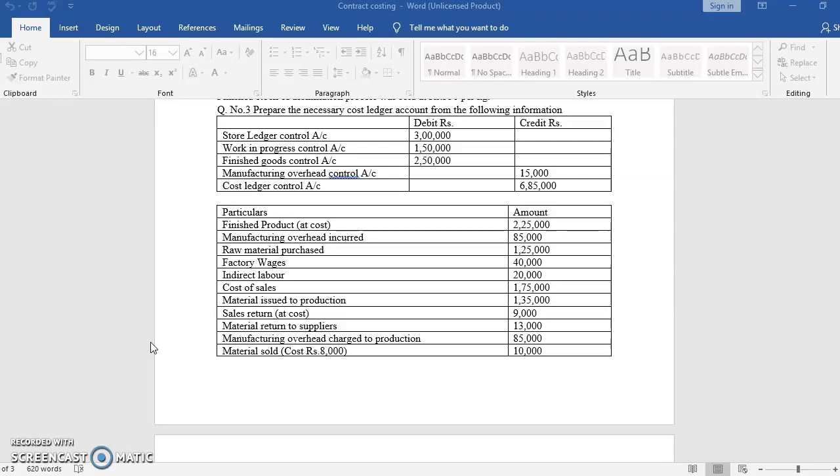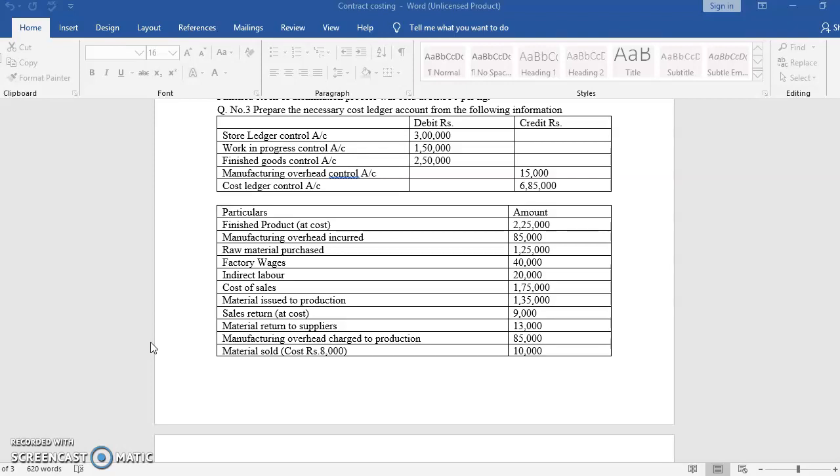On the basis of this information, first of all we have to decide how many ledgers we have to prepare and which they are. First you see there is an opening balance given of store ledger control account, work in progress control account, finished goods control account, manufacturing overhead control account and cost ledger control account. If you see properly, there are 3 debit balances, that is store, work in progress, finished goods, and 2 credit balances, that is the manufacturing overhead control account and cost ledger control account.